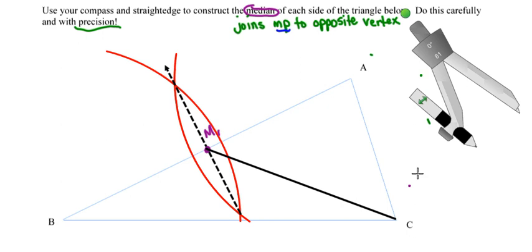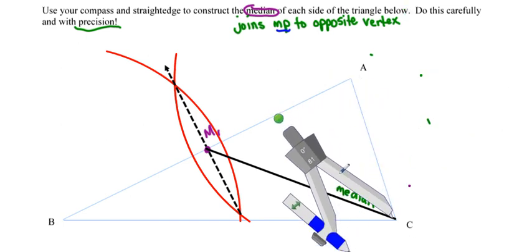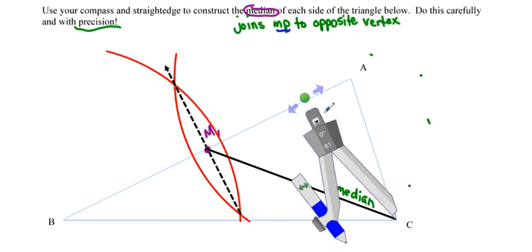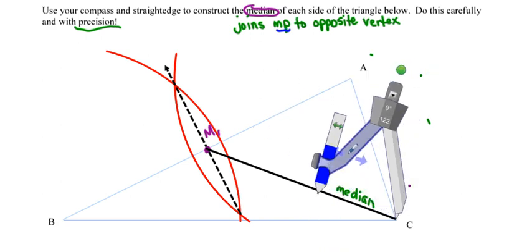And that line segment that I just drew that connects midpoint 1 to vertex C, that is a median. Maybe I want to label this here by its name. It's a median. Now I need to do the same thing for side AC. So I'm going to use my compass and straight edge to construct the perpendicular bisector for side AC. And again, I'm going to do this carefully and with precision.